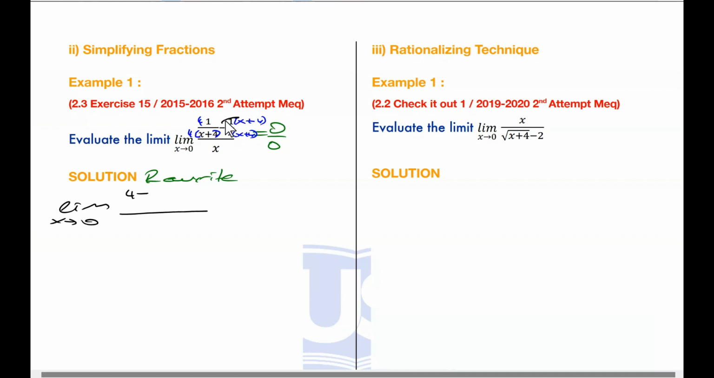So distribute this minus. Minus x minus 4, alright? Divided by the common denominator. What is the common denominator now? The common denominator becomes 4 multiplied by x plus 4, all over x. Let's simplify the top. I can see 4 minus 4 here, so it will give me limit as x approaches 0 of negative x divided by 4 multiplied by x plus 4, all over x.